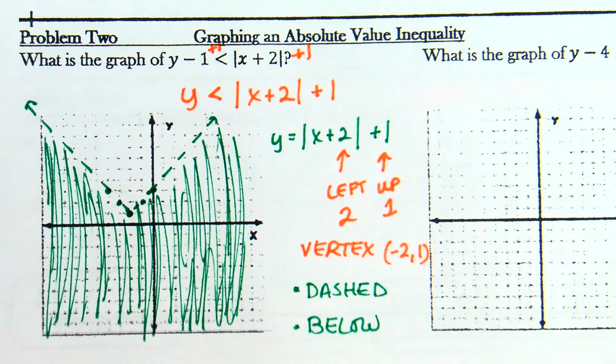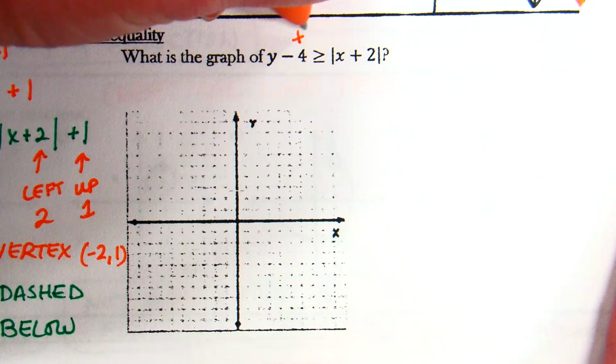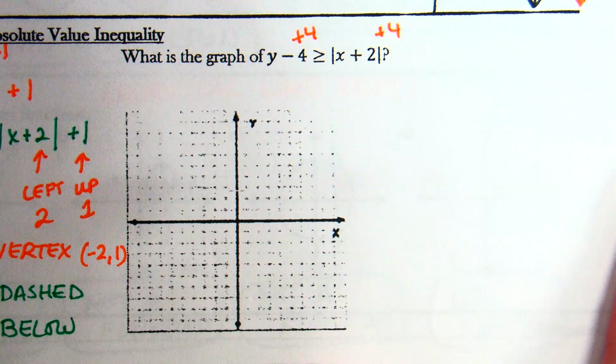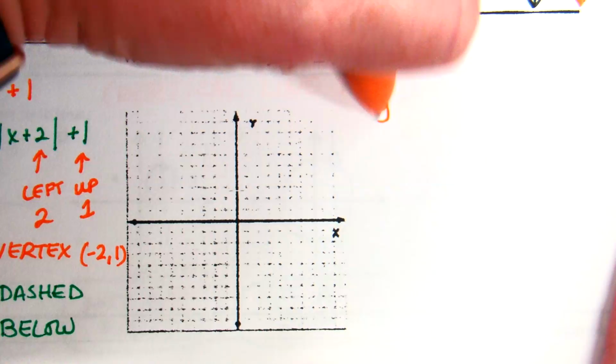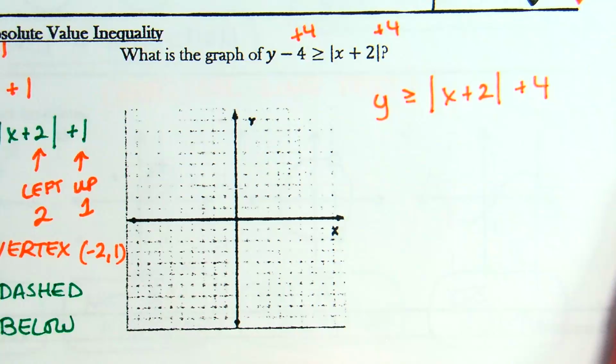What is the graph of y minus 4 greater than or equal to absolute value of x plus 2? Thoughts on what I need to do first? You gotta get y by itself. If it's y minus 4, you add 4 to both sides, but keep the positive 4 outside of the absolute value bars. We're going to add 4. y greater than or equal to, it stays absolute value of x plus 2, and then the plus 4 is outside.